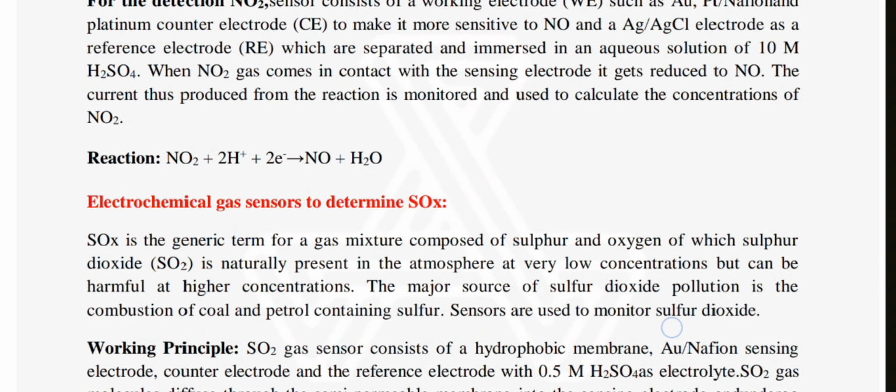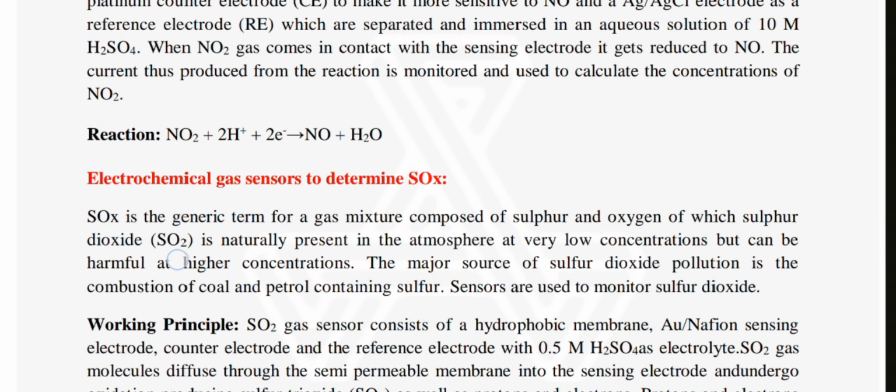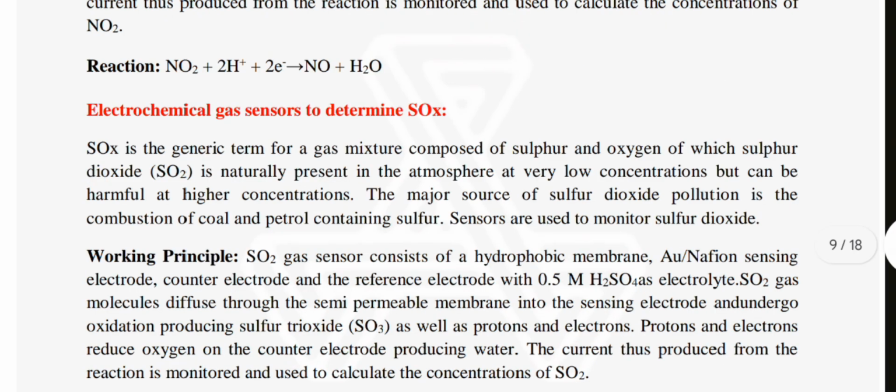For the detection of NO2, the sensor consists of a working electrode (WE), such as gold or platinum, and a platinum counter electrode to make it more sensitive to NO, and an Ag/AgCl electrode as a reference electrode, which are separated and immersed in an aqueous solution of H2SO4. When NO2 gas comes in contact with the sensing electrode, it gets reduced to NO. The current thus produced from the reaction is monitored and used to calculate the concentration of NO2. Reaction: NO2 plus 2H plus plus 2e minus gives NO plus H2O.